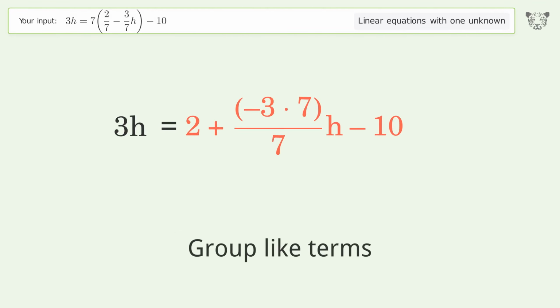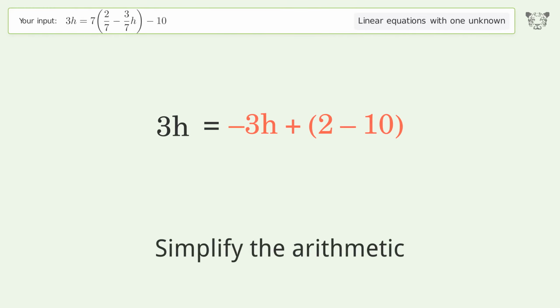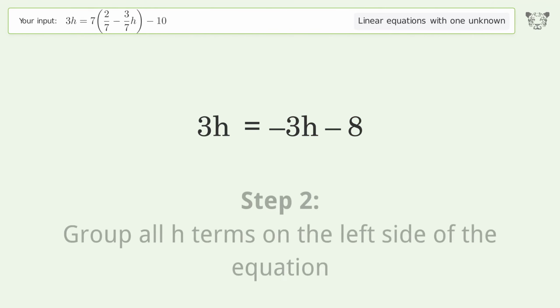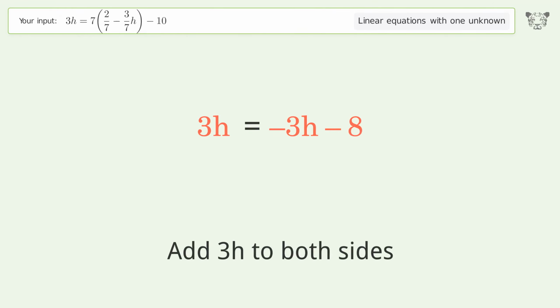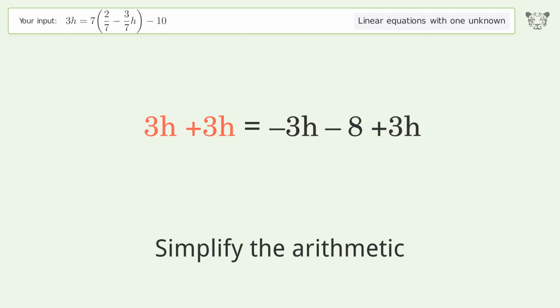Group like terms. Simplify the arithmetic. Group all h terms on the left side of the equation. Add 3h to both sides. Simplify the arithmetic.